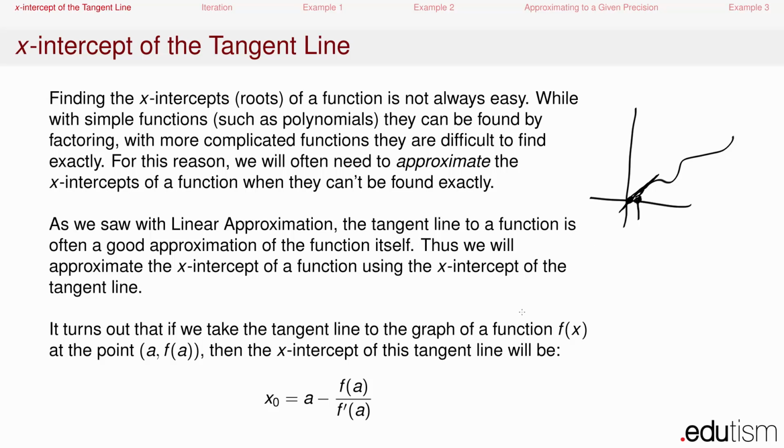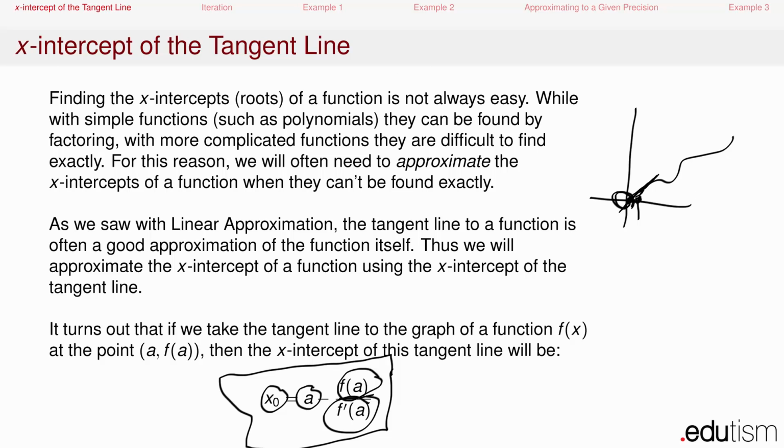So, we're going to need a formula for this intersection point, for the x-intercept of the tangent line. It's going to be given by this formula here. The x-intercept, x0, is going to be the point a we're taking the tangent line at, minus f of a over f prime of a. Great, so let's keep this formula in mind and see how we can use it to approximate the x-intercept of a function.